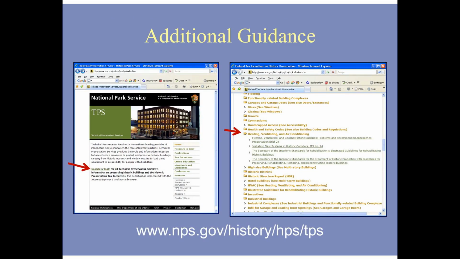Additional guidance is available on the National Park Service's website using the Search by Topic feature found on the homepage.